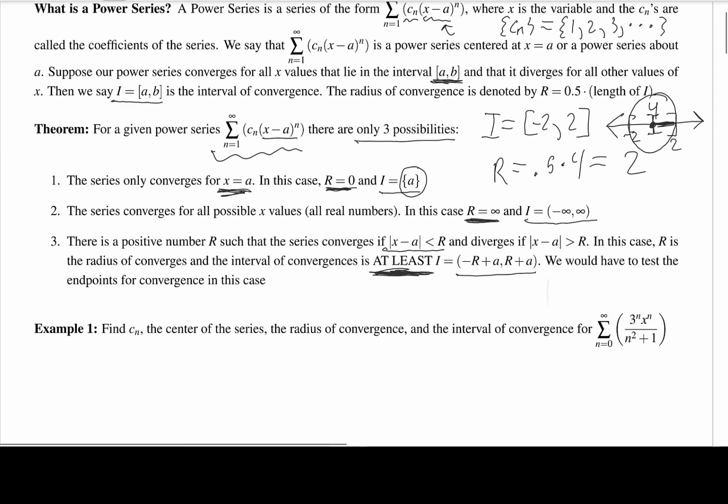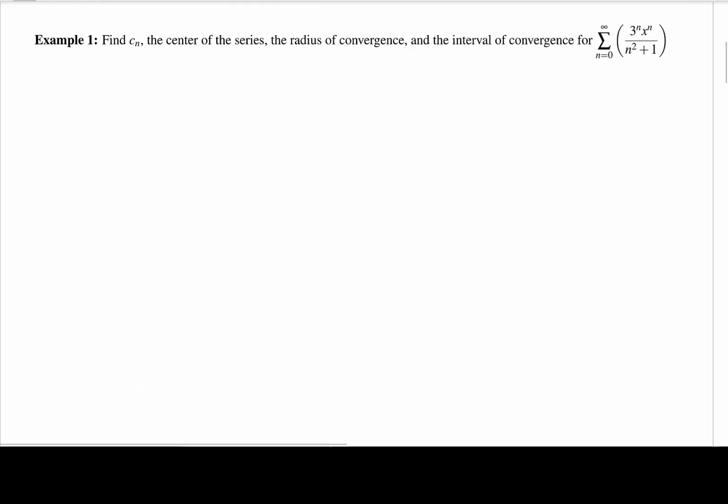Alright, so now let's start looking at some examples where in each example we're going to be trying to find the c sub n, which is the coefficients of the power series, the center of the series, right, so that's that a value, the radius of convergence, which is our big R, and the interval of convergence. So I'm going to give these some different colors. So our first thing, if we want to find c sub n, then we need to write this part right here. I need this to look something like c sub n times x minus a to the n. So that'll be my first goal.